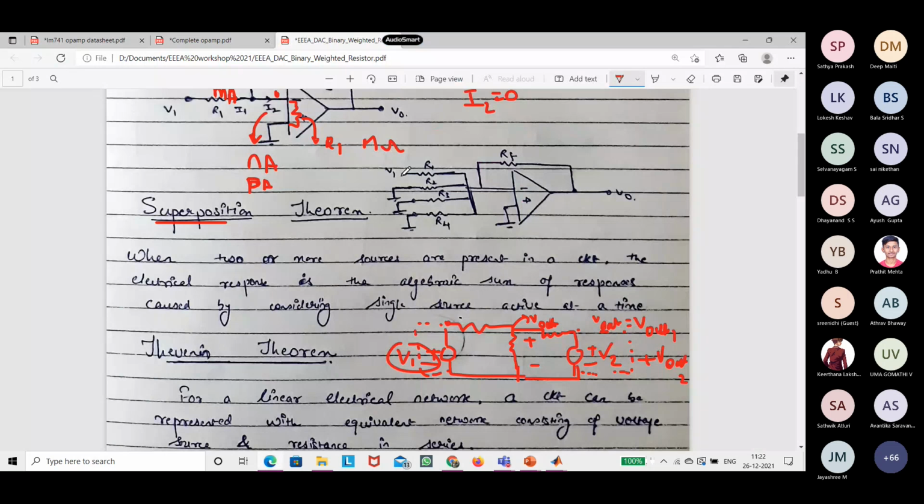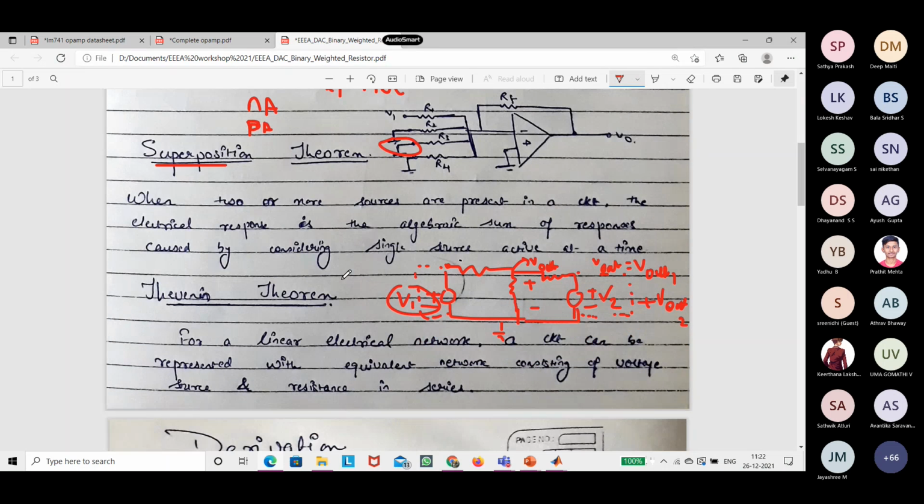If you see over here, all the three other sources are short circuited, and if I have to short circuit, it will go to ground ultimately. That is why we have grounded this.